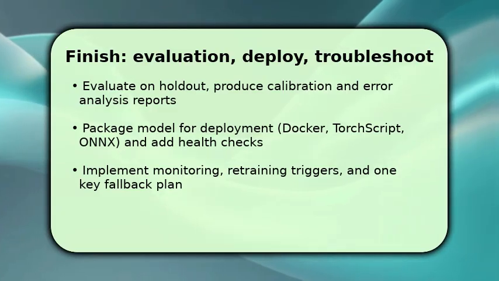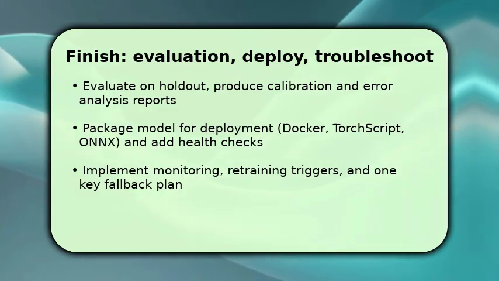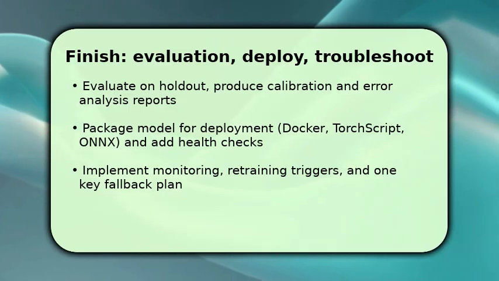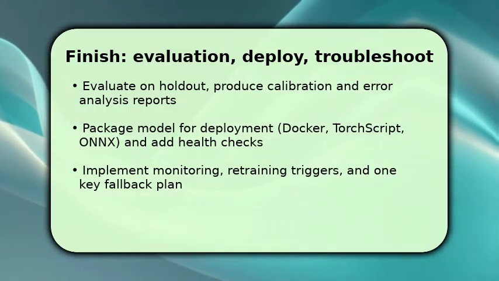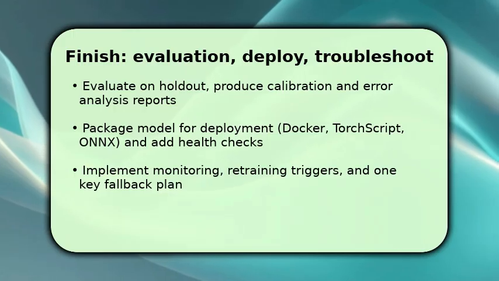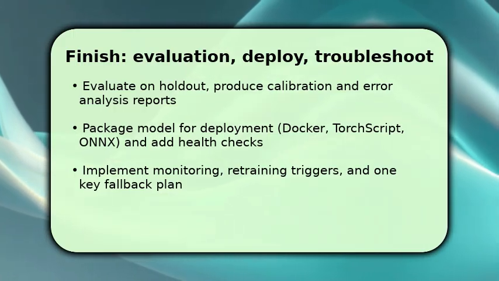Once satisfied, package the model into a deployable artifact, Docker, TorchScript, or ONNX, and add health checks and rollout strategies like canary or shadow. Finally, wire monitoring and automated retraining triggers to catch drift.